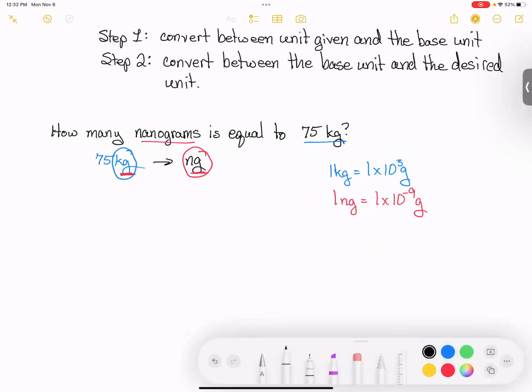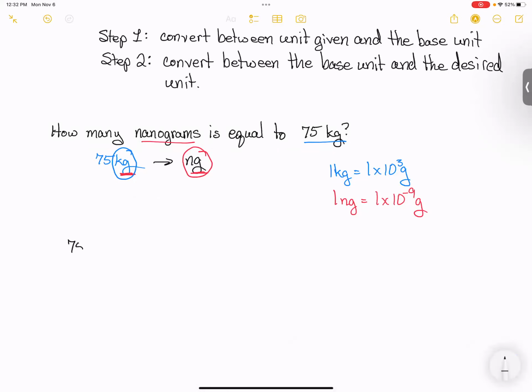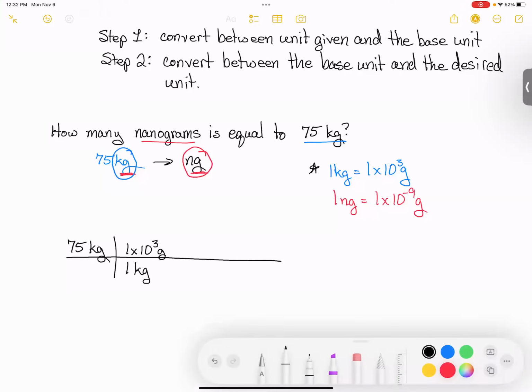Once you've identified your conversion factors, you can begin the calculation. So 75 kilograms. Your first conversion factor has to have kilograms in it because it has to go into the denominator. So we're going to use the first one. And we're going to place the 1 kilogram in the denominator with 1 times 10 to the third grams in the numerator. You place the kilogram in the denominator so that the unit cancels, leaving grams.